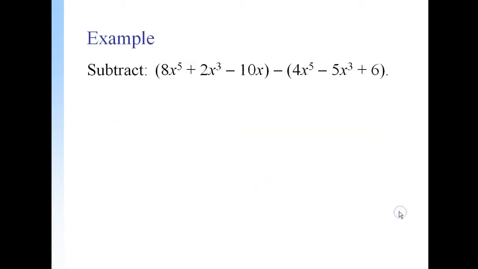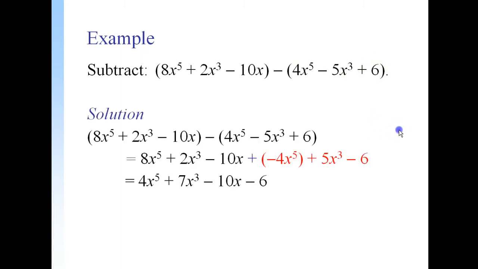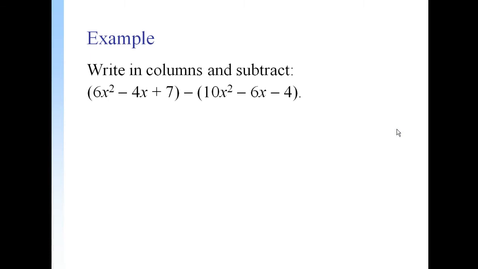And then you group like terms. And again, the same thing here. This will become a positive. Take away the parentheses. Change all the signs. Put them in like term columns. And there's your answer. Same thing again.